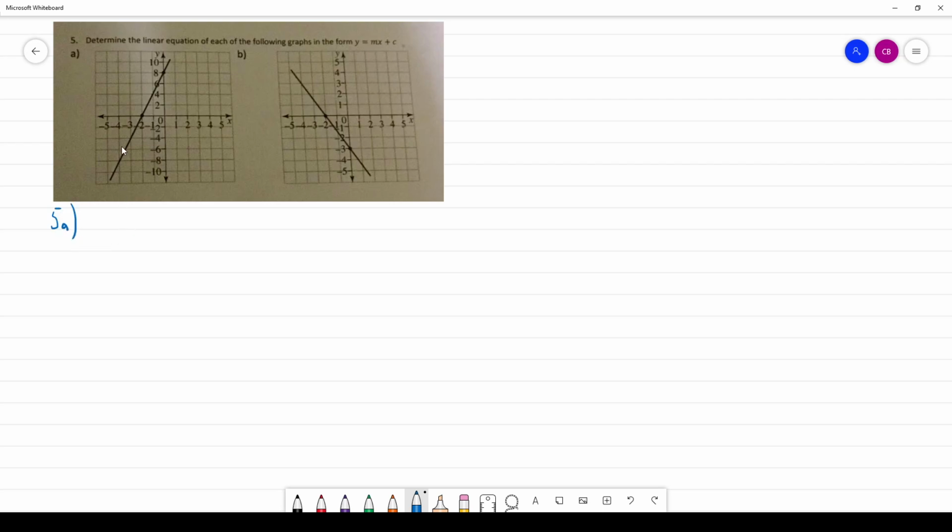So our first graph is A. We can see our gradient seems to be going up from left to right. So first let's just write down the equation. y equals mx plus c.